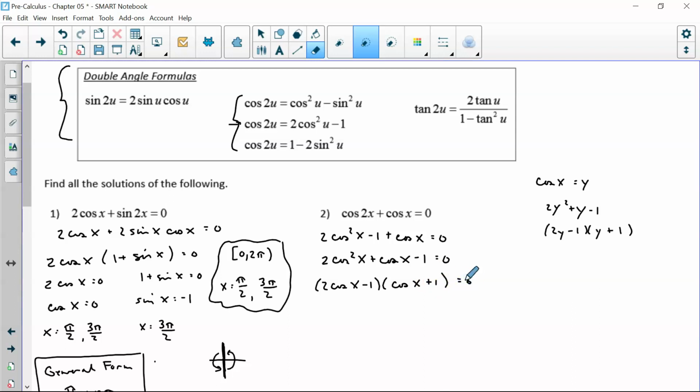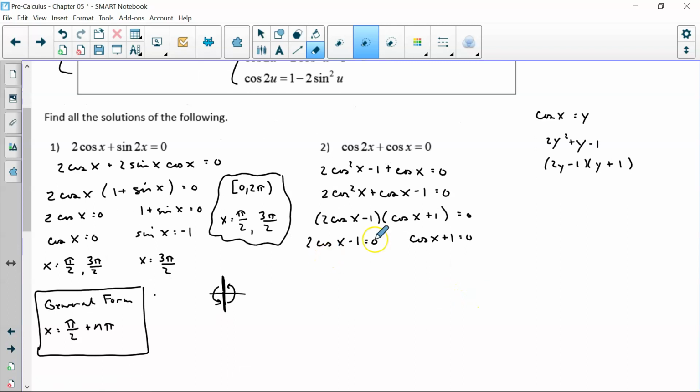Now that it's factored, we set each factor equal to 0. 2 cosine of x minus 1 equals 0. Cosine of x plus 1 equals 0. So we add 1, we get 2 cosine of x equals 1, and we divide by 2. So cosine of x equals 1/2. And for the other one, cosine of x equals negative 1.